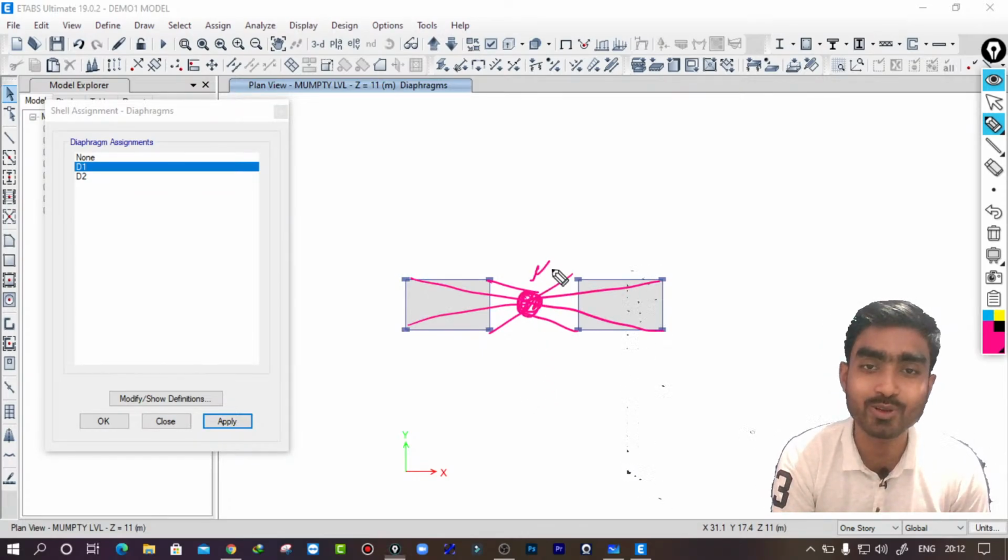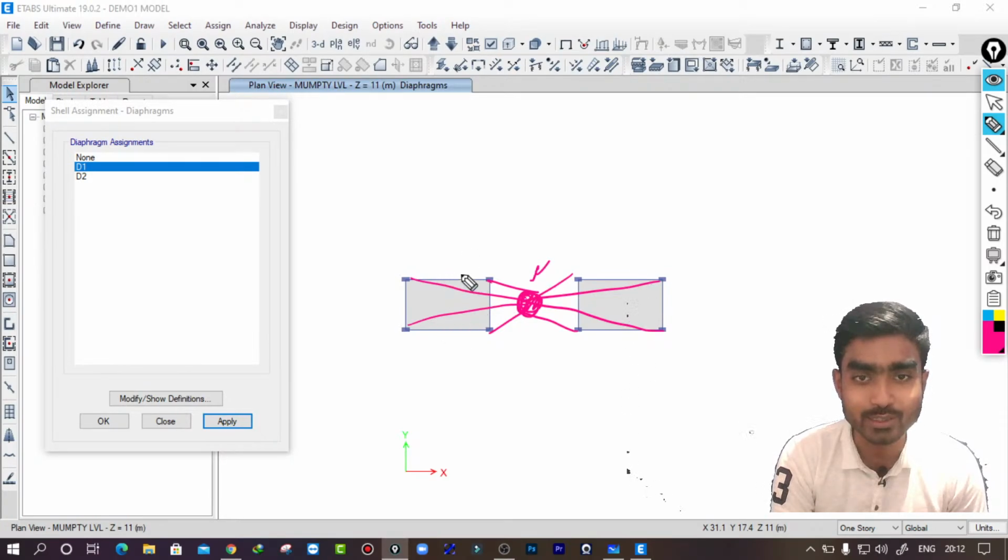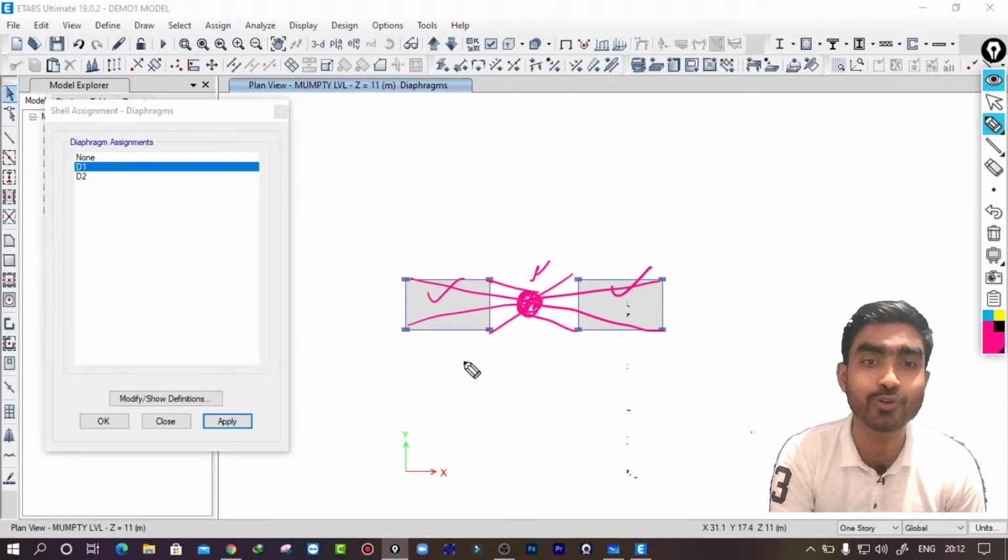So is it possible to get the center of mass of this floor or this level in air? It is not possible, right? That means we are considering that these two separate parts of the building will move together, which is not the practical case.